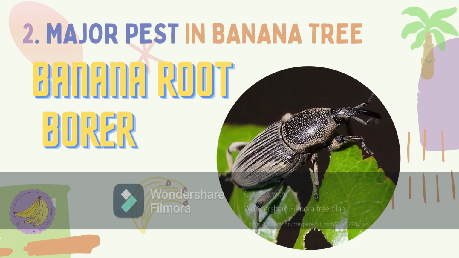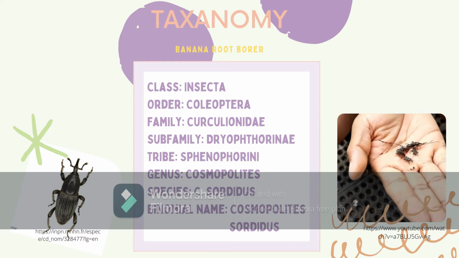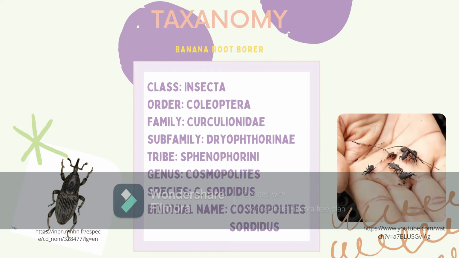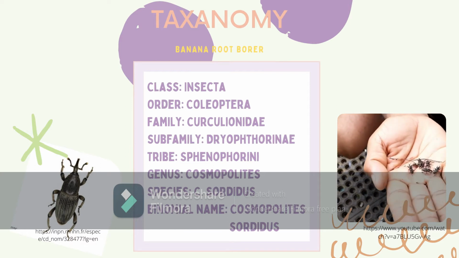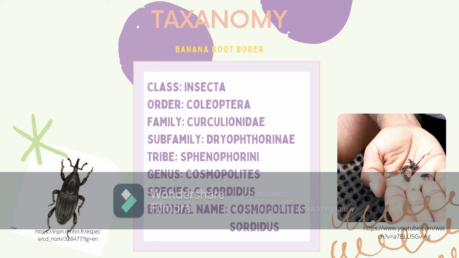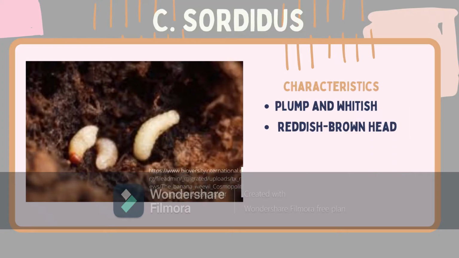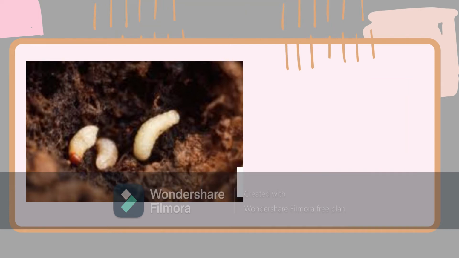Number 2. The major insect pest in the banana crop is the banana root borer. The banana root borer, or its scientific name Cosmopolites sordidus, is of the Coleoptera order, family Curculionidae, subfamily Dryophthorinae, tribe Sphenophorini, genus Cosmopolites, and species C. sordidus. The adult banana root borer is about 11 mm in length and has a glossy greenish black or dark brown appearance. The larva is plump and whitish with a reddish brown head, and the pupa has an irregular appearance with the developing wings and limbs being discernible through the pupal case.